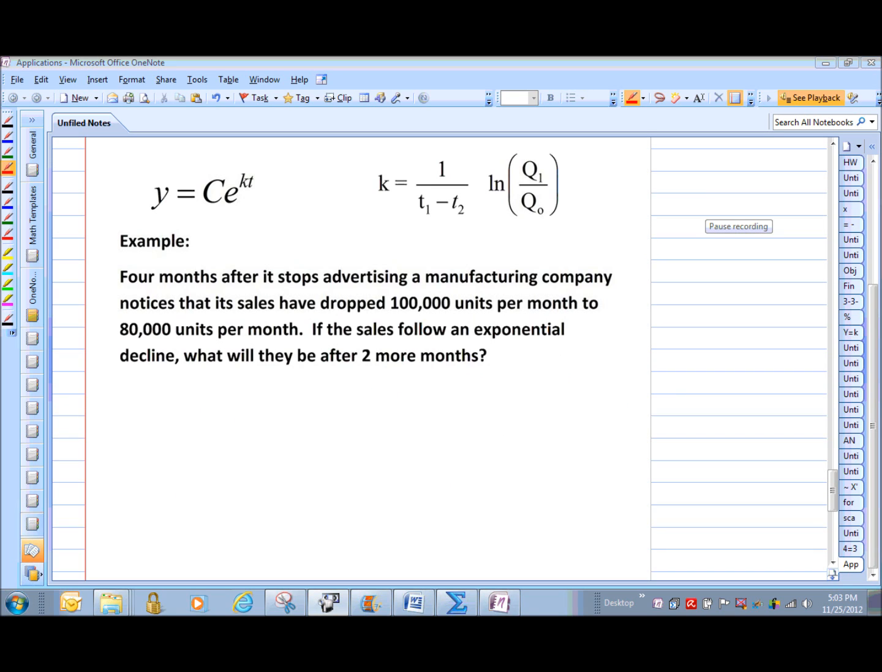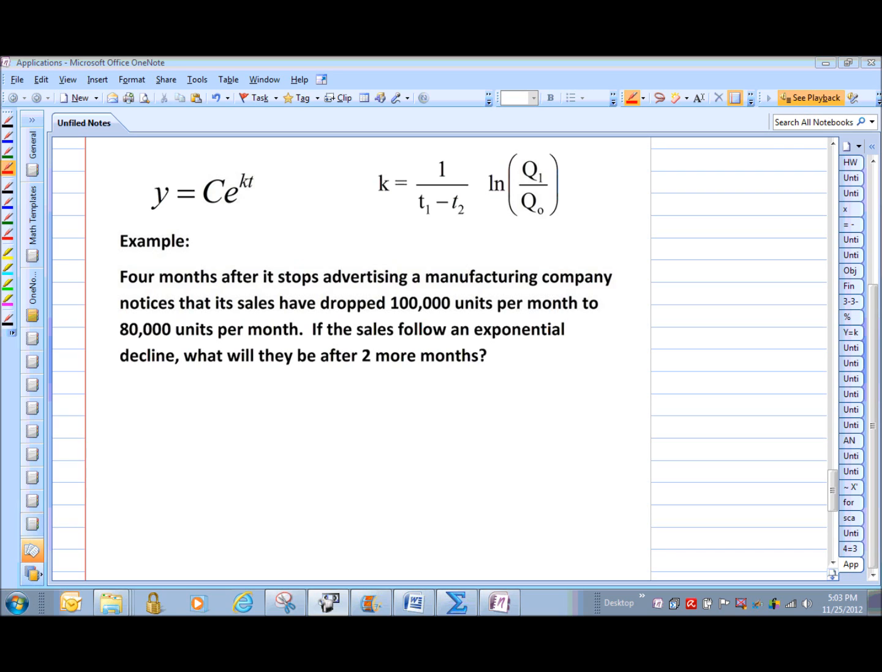Okay, this will be our final example for the evening. This is about a business problem. 4 months ago, after it stopped advertising, a manufacturer noticed that its sales had dropped from 100,000 units per month to 80,000 units per month. So the sales were dropping after its advertising, so the advertising apparently was helping a little bit because the sales were dropping by less per month. If the sales follow an exponential decline, but they are continuing to drop, what will they be after 2 more months? So the sales are going to continue to drop, just at a lesser rate after some advertising. That's how I read this.